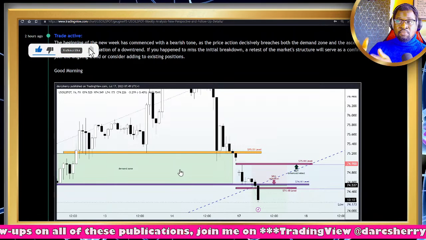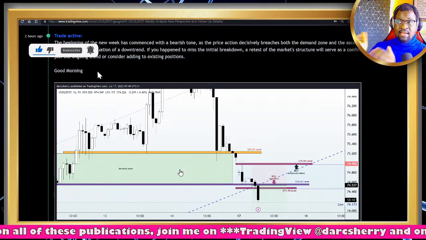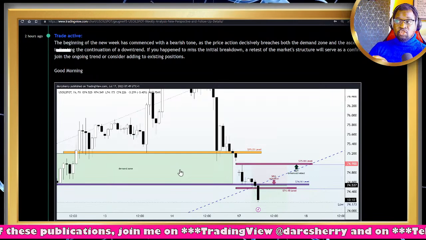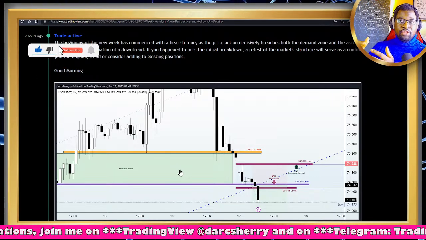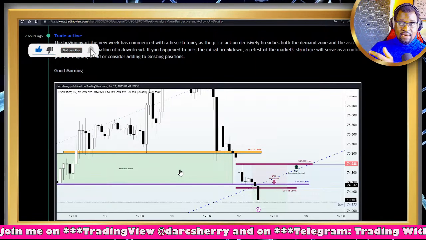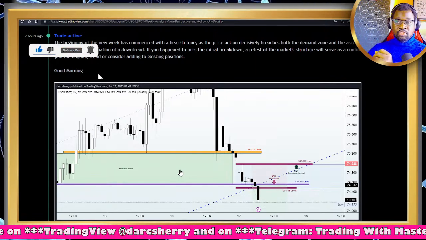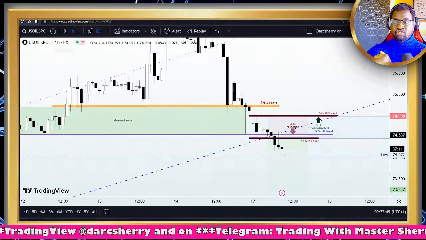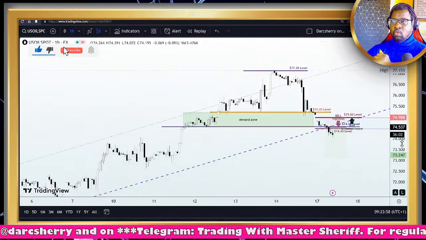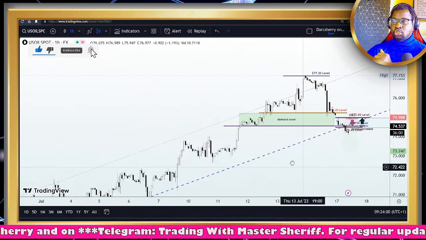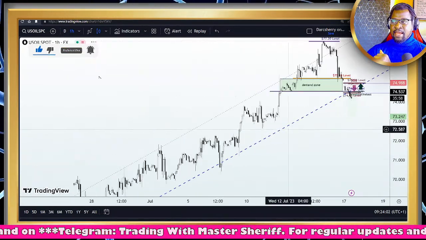If you happen to miss the initial breakdown, I said here that a retest of the market structure will serve as a confirmation to either join the ongoing trend or consider adding to your existing positions. So let's go back into the live chart here, and to make things a little bit clearer, I would want to zoom out of the structure so that we can see things clearly here.